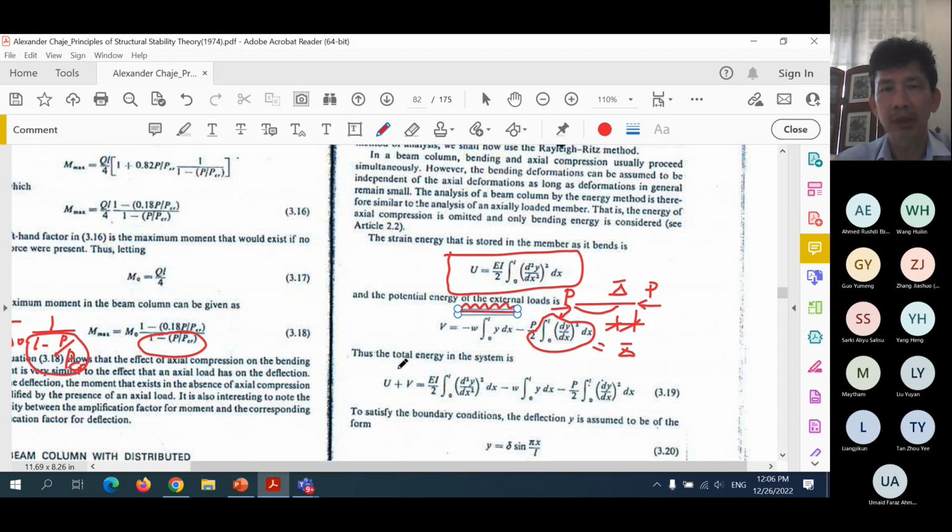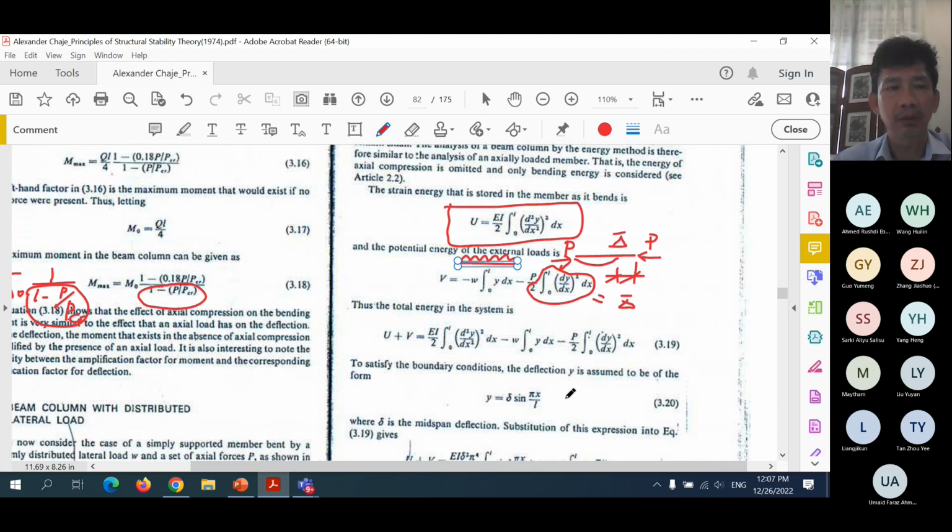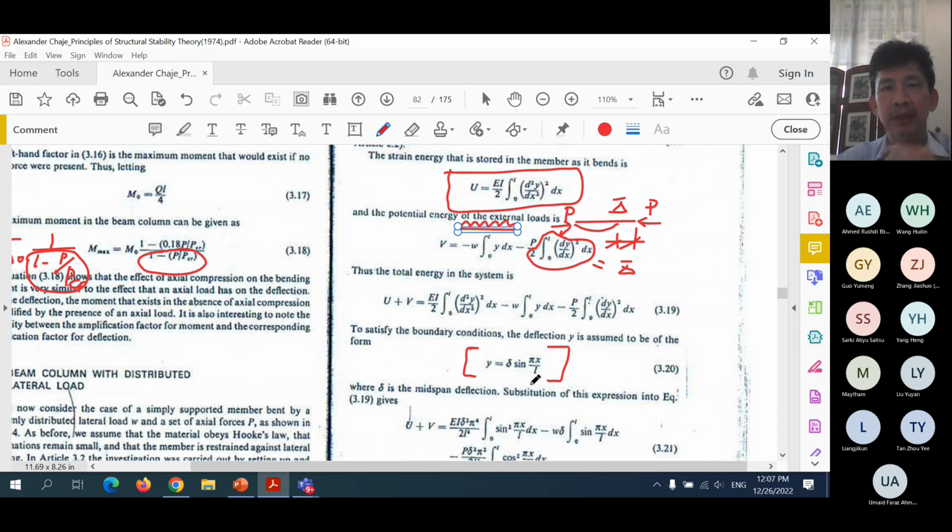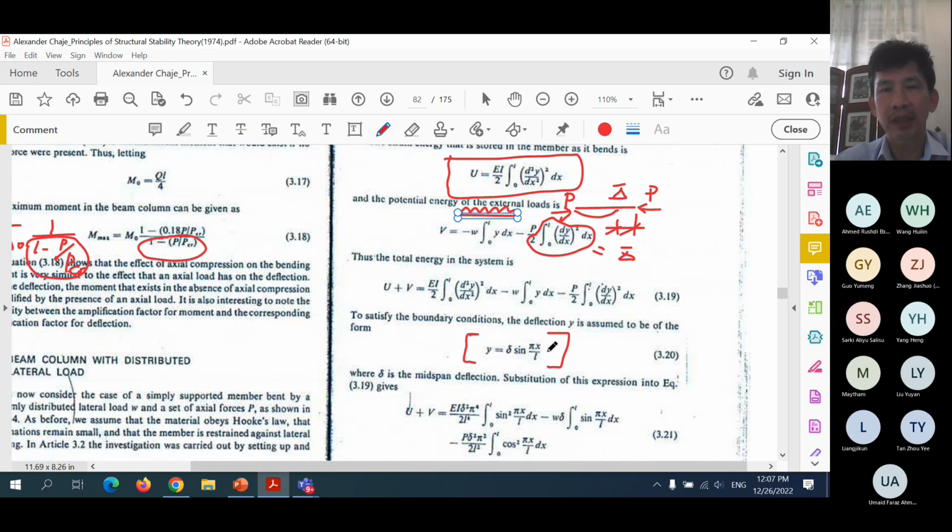To get the total potential energy, we add the strain energy and the potential energy of the external load, which is given by this equation here. Now in the Rayleigh-Ritz method, if you can recall, you need to make assumptions about the displacement field, about how this beam column deflects. This assumption might not be the actual deflection, but we choose one which is kinematically admissible and satisfies the boundary conditions. We assume a sine curve with delta here, which is still the unknown. It is the mid-span deflection of this beam column, and this is what we want to determine.